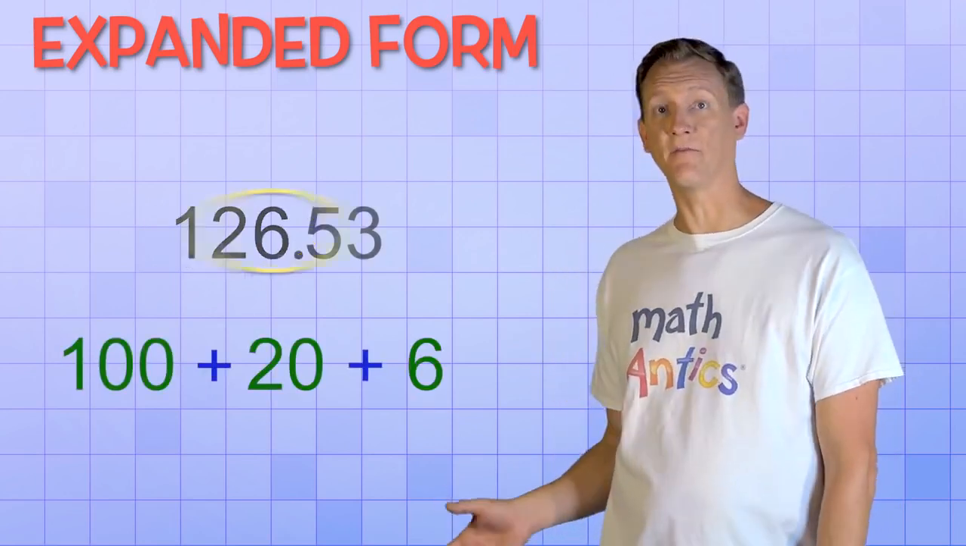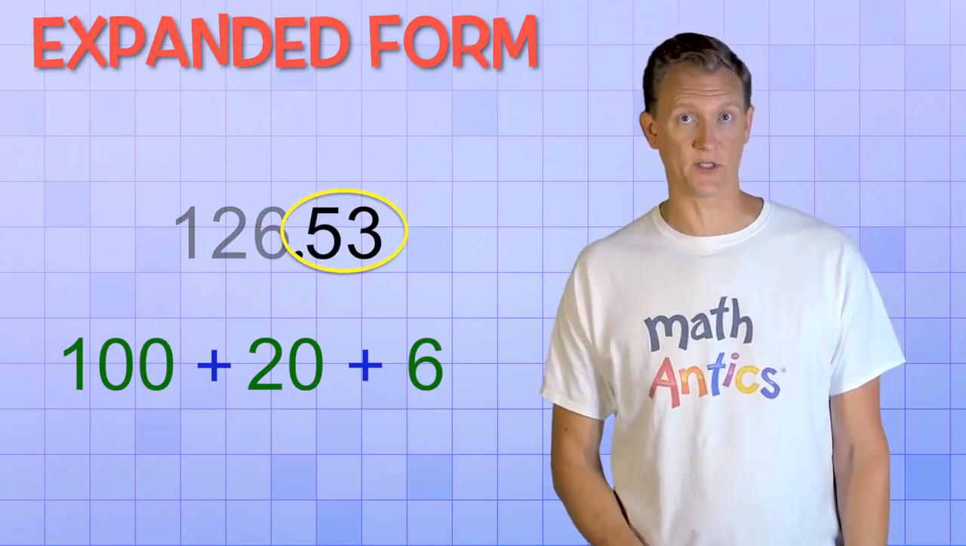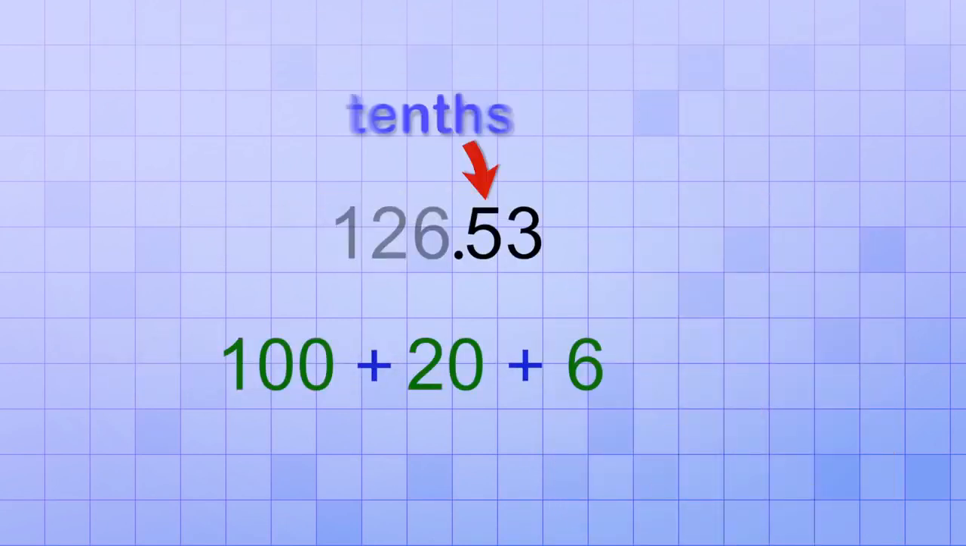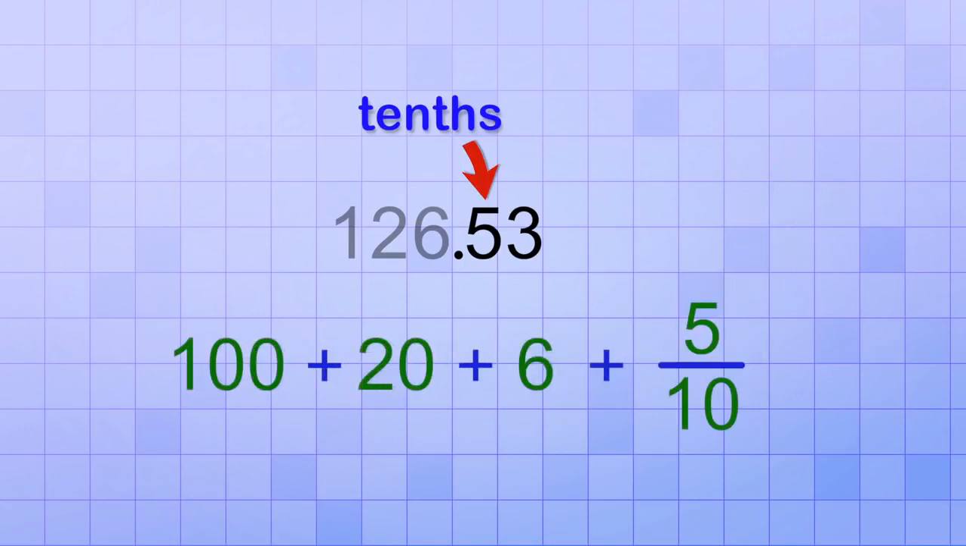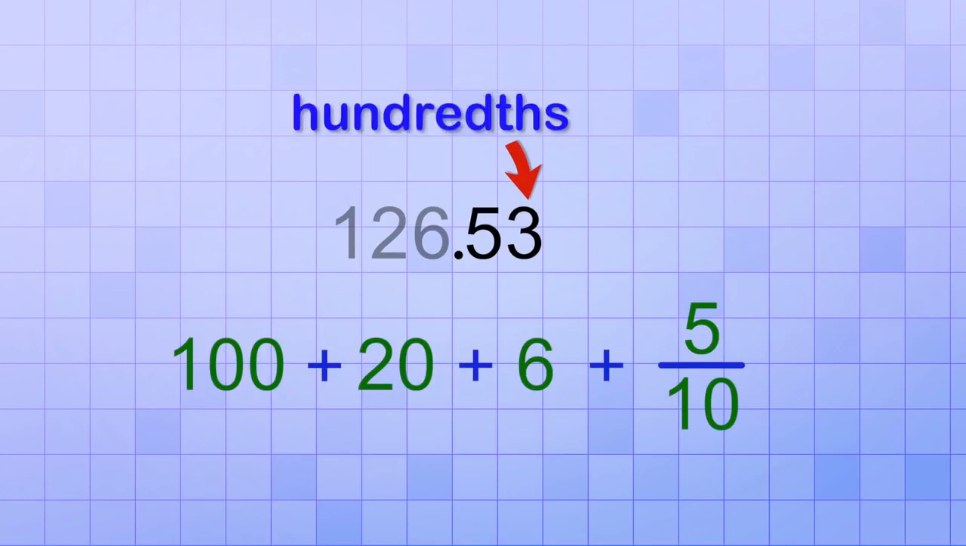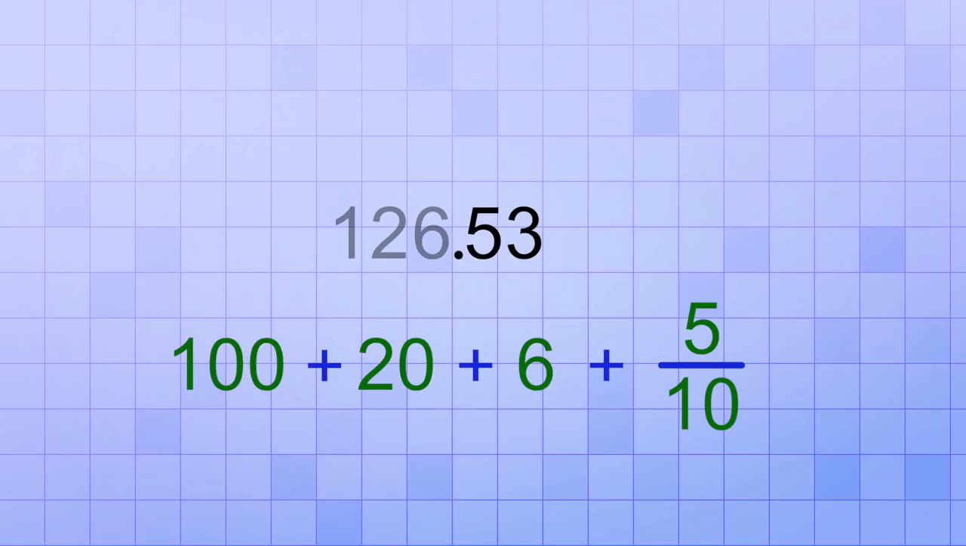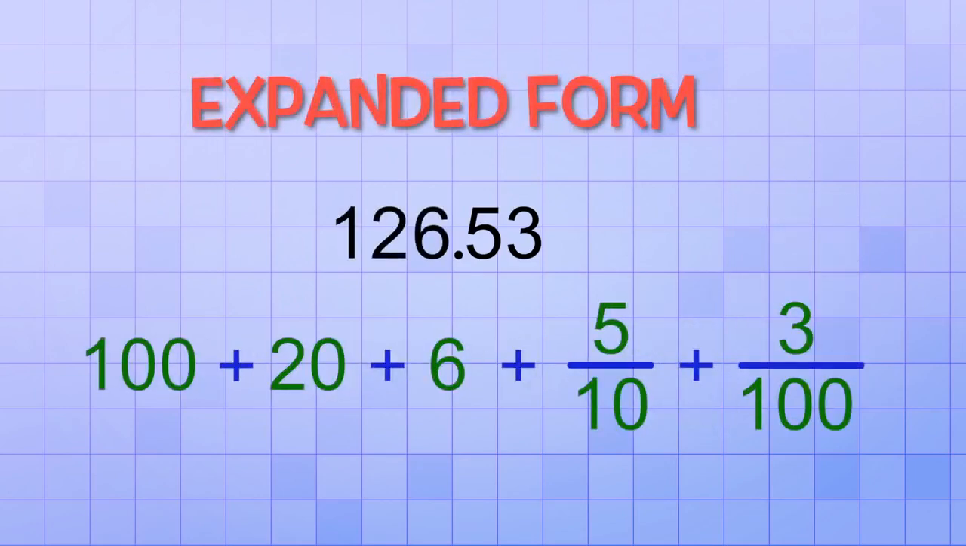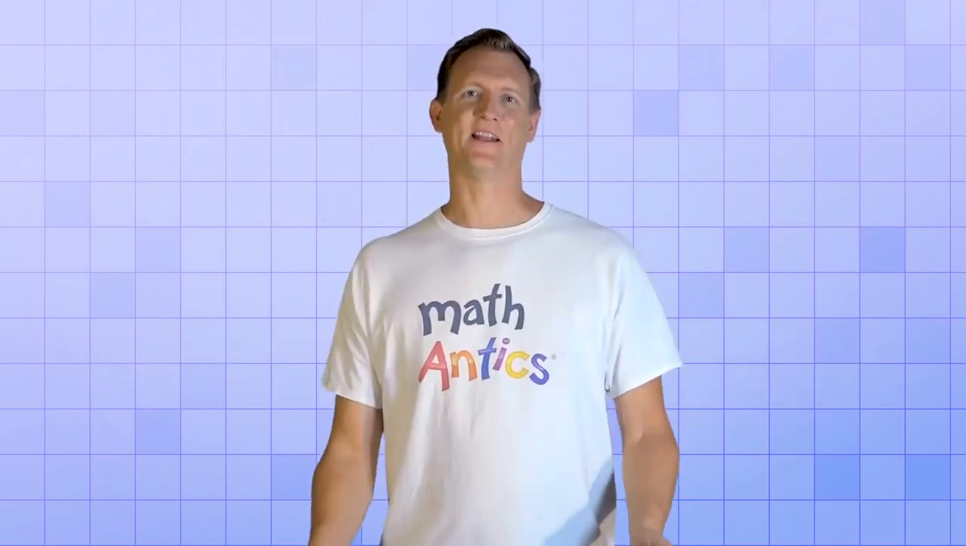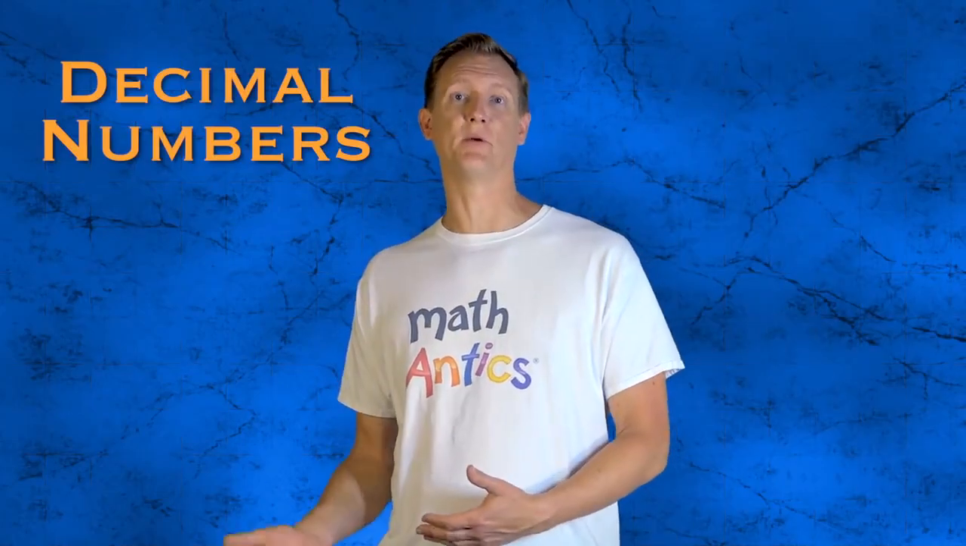But now we need to add the fractions represented by the decimal digits too. Since there's a 5 in the tenths place, that stands for 5/10. So we need to add the fraction 5 over 10 to our expanded form. But we also have the digit 3 in the hundredths place, which stands for 3/100. So we also need to add the fraction 3 over 100 to our expanded form. All right, so that's a basic intro to decimal number places.